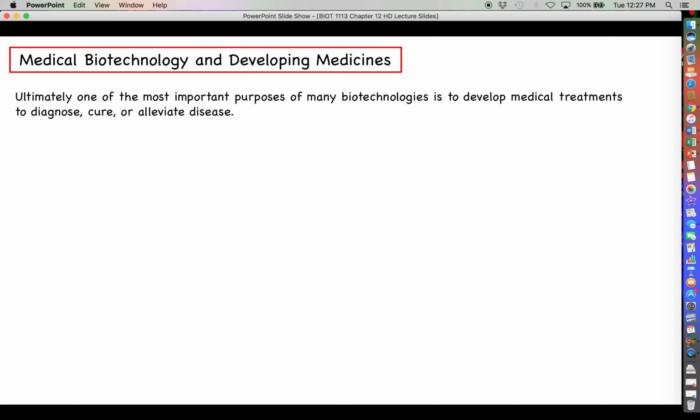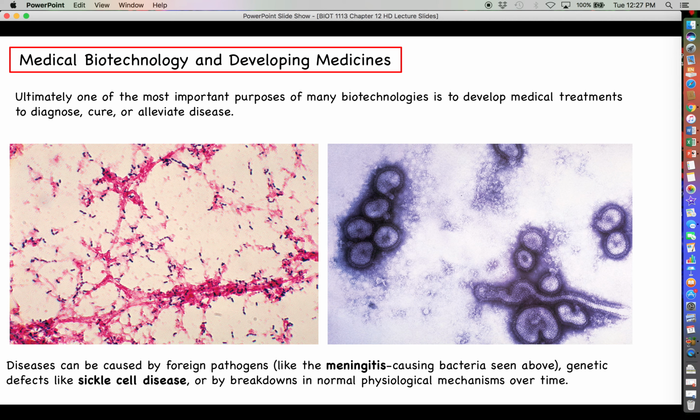So, ultimately, we've talked about this before, but one of the most important purposes of any biotechnology is to make human life better. And oftentimes that is going to involve developing medical treatments that will either diagnose, cure, or in some way alleviate disease. Diseases, as we understand by now, can be caused by foreign pathogens, like what you're seeing here for meningitis-causing bacteria, or we've talked about diseases like sickle cell anemia that are caused by genetic defects. We're going to talk about cystic fibrosis, another genetic disease, later.